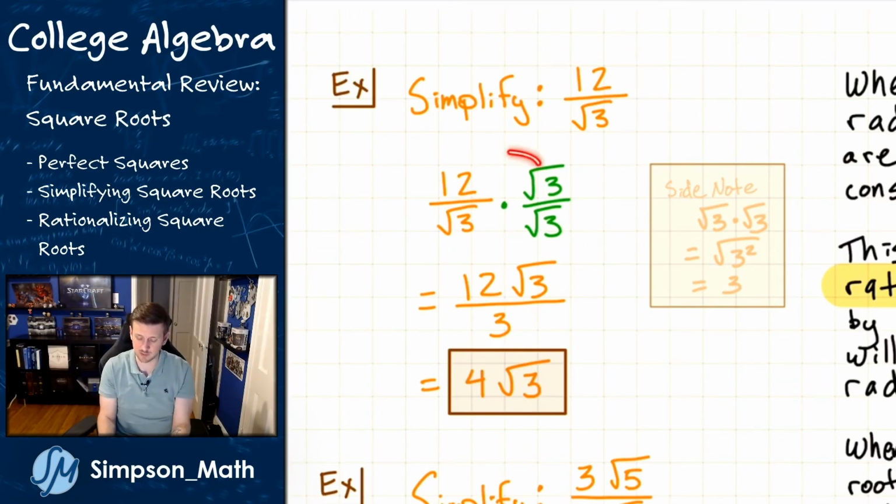Okay? So notice when I multiply these together, this 12 is on the outside, this 3 is on the inside. So I can multiply the outside, so 12 times 1, which is just 12. And there's kind of an implied square root of 1 attached to that 12, which isn't going to do anything with that square root of 3. But I can reduce the 12 and the 3. 12 divided by 3 reduces to 4.